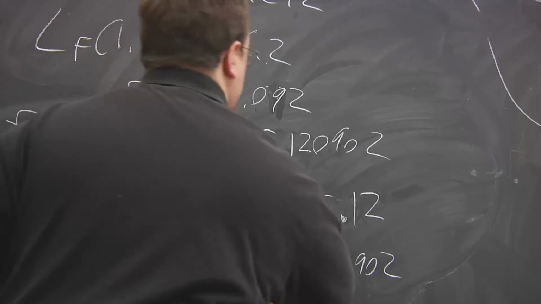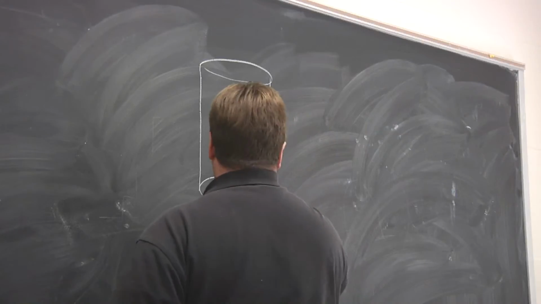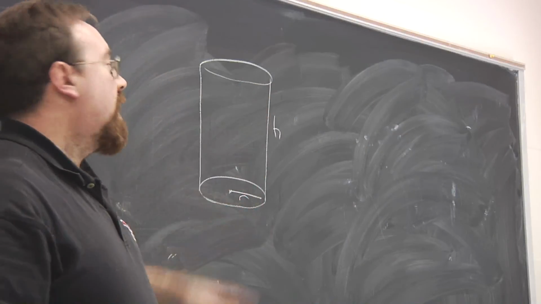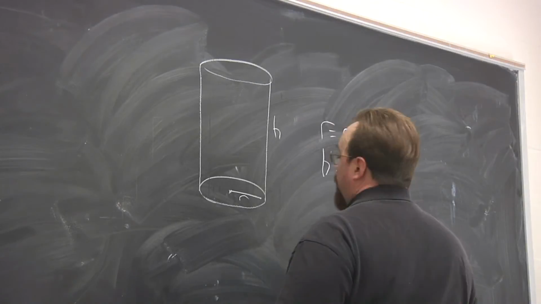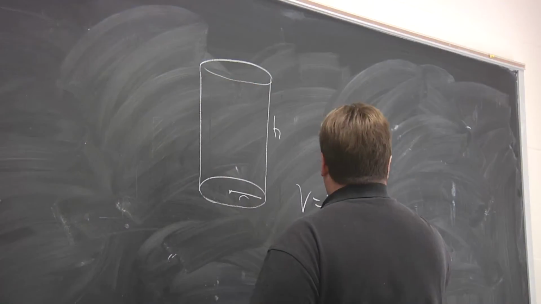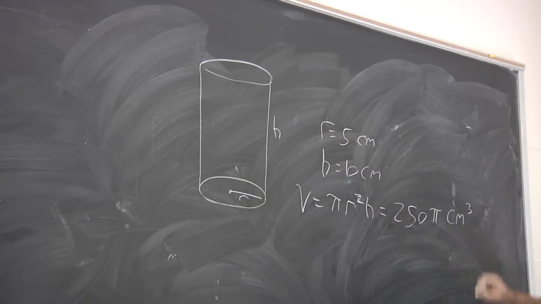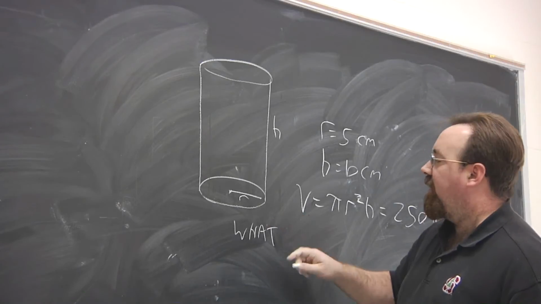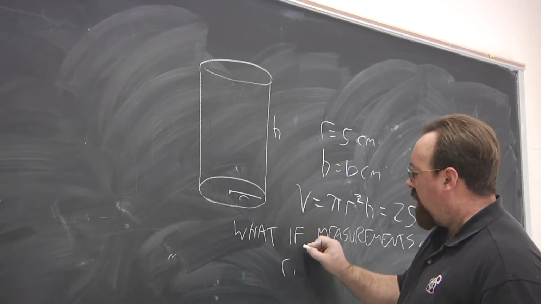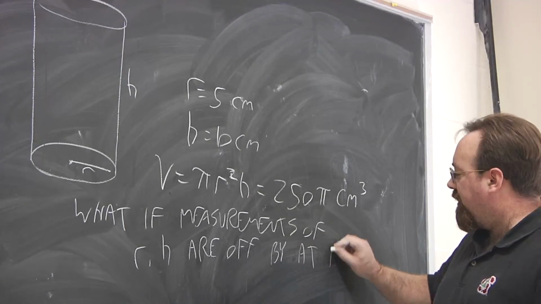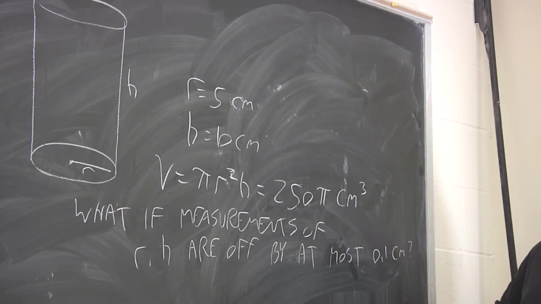Let's do another example, but in this case we use linear approximations a little differently. Suppose you have a cylinder, and you measure the radius and the height, and the values that you get are 5 centimeters for the radius and 10 centimeters for the height. Compute the volume, pi r squared h, which in this case will turn out to be 250 pi cubic centimeters. Now, these are measurements, and measurements could be erroneous. So what if the measurements of r and h are off? Based on whatever instrument we're using, at least we have an idea of how far off they could be. Suppose they're off by at most 1/10 of a centimeter.